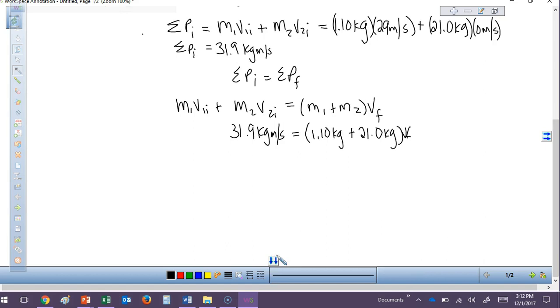So 1.10 plus 21.0 gives me the following numbers. So I get 31.9 kilograms meters per second is equal to 22.1 kilograms times VF. 31.9 divided by 22.1.